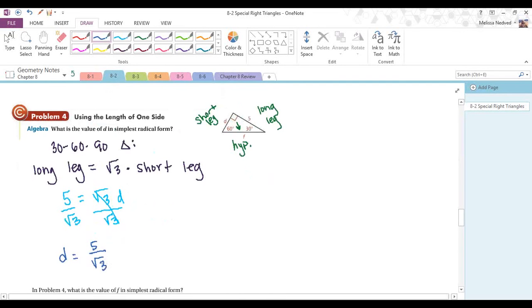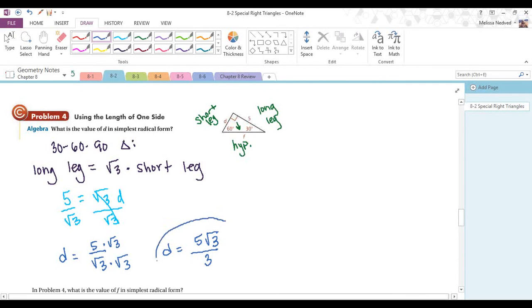Now remember, that's not going to be considered simplest radical form. In simplest radical form, we need to always rationalize the denominator. So now I have D is equal to 5 times the square root of 3 as my numerator, all over 3. Note in this case, unlike the previous two times we've rationalized the denominator, 5 over 3 doesn't reduce. So this is my final answer.